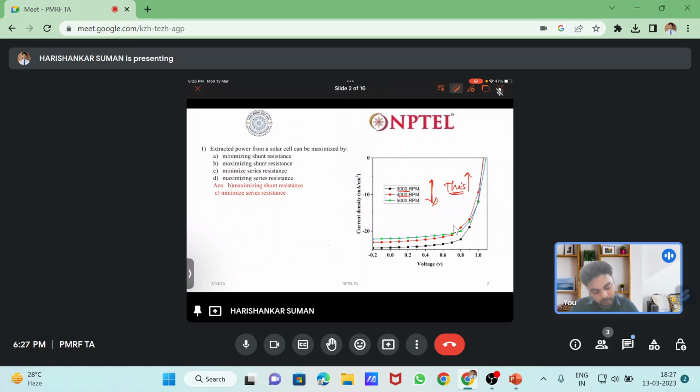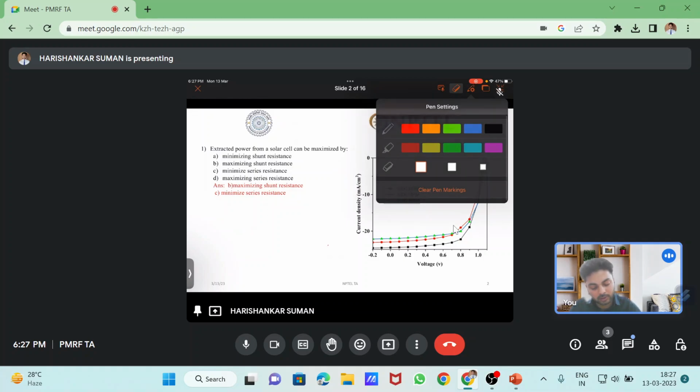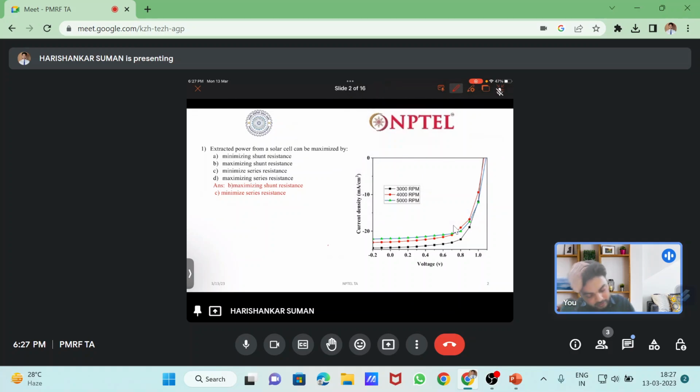So in lab we have to optimize RPM, solution concentration, so many things. What is the timing of temperature? What is the time of rotation? Okay, so you can see a nice curve of IV. First curve is 5000, then 4000, then 3000. Please tell me which curve is good, which curve has more fill factor, VOC, JSC.